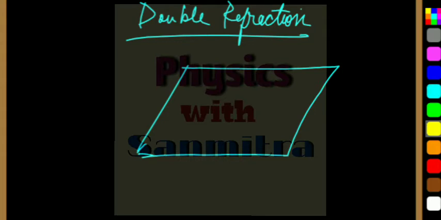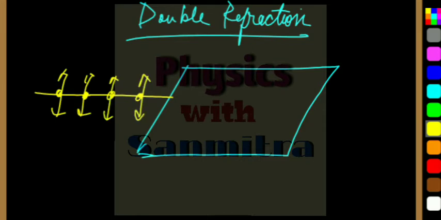Now we have a light that is unpolarized. This is an unpolarized light. You can see there is vibration along both directions being incident. Now what will happen? It is very clear that there will be a refraction according to Snell's law.